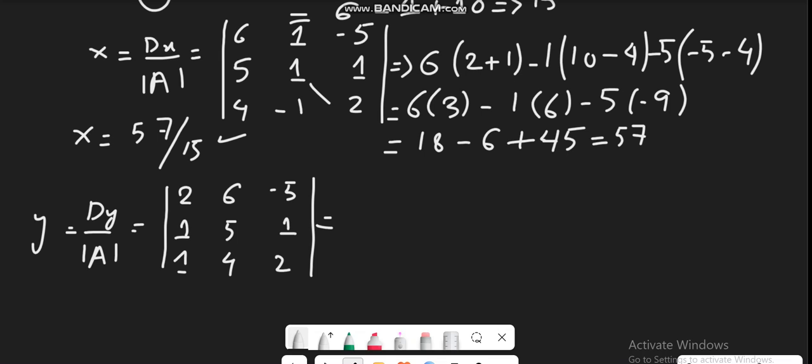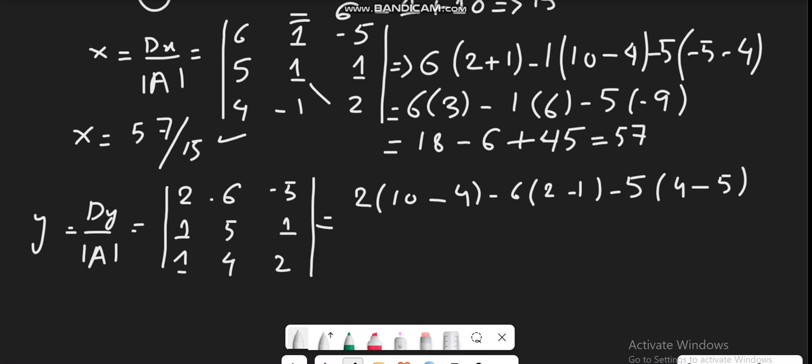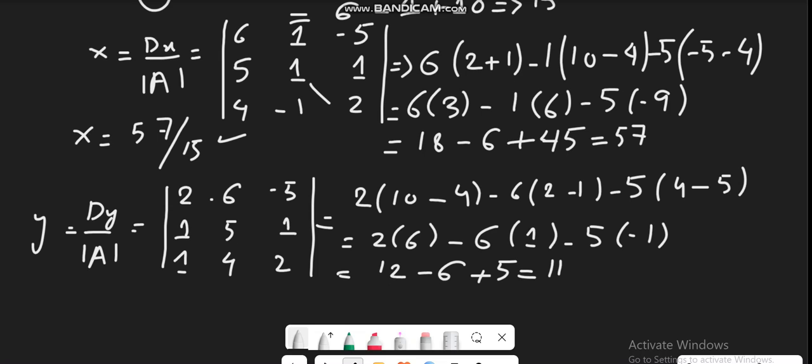And again we will expand this determinant. Let's say it's equal to 2, then 5 2s are 10 minus 4. Then the second entry we will mention by minus 6. So this is minus 6, 2 into 1 is 2 minus 1. And then finally minus 5, and for the minus 5 you will have 4 minus 5. On simplification, you will get the answer is equal to 11. So y will be equal to 11 divided by 15, which was the determinant of A.